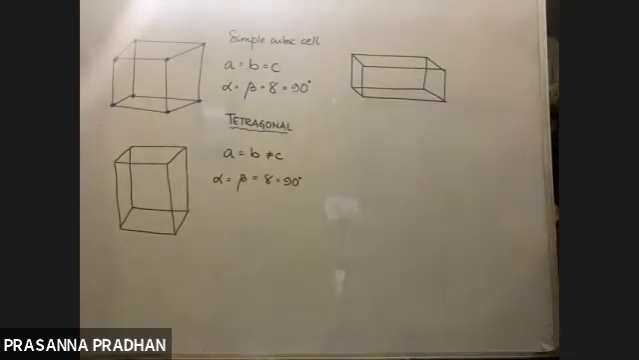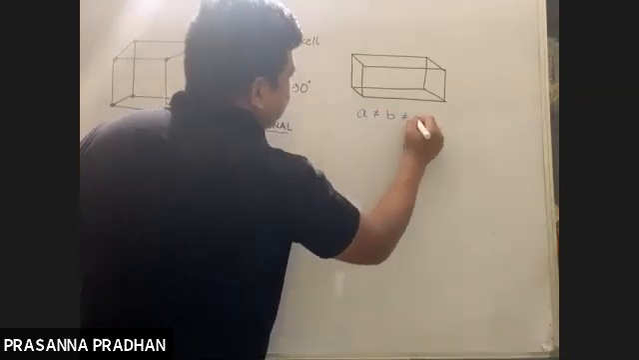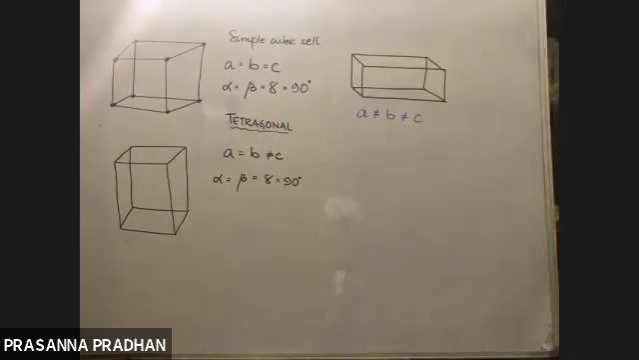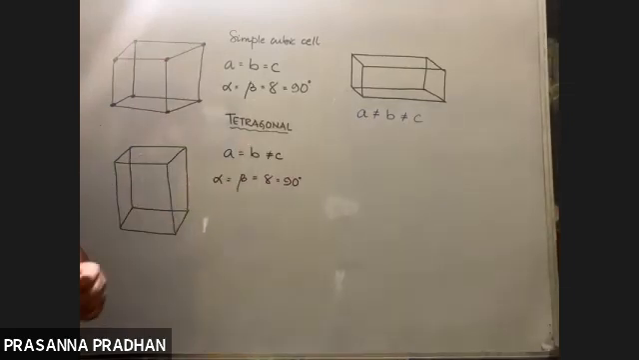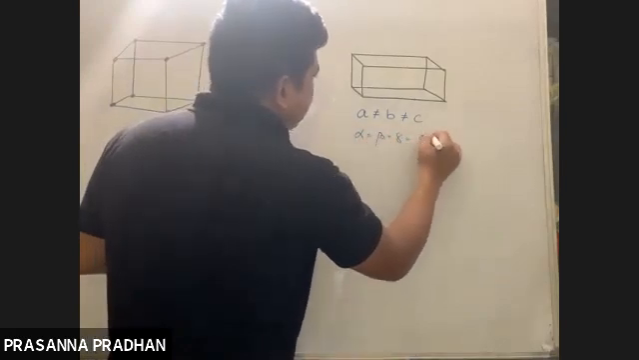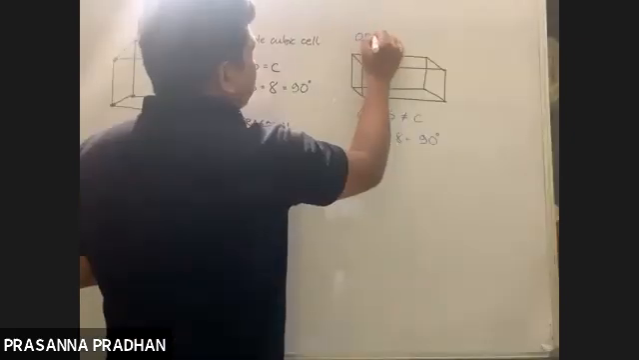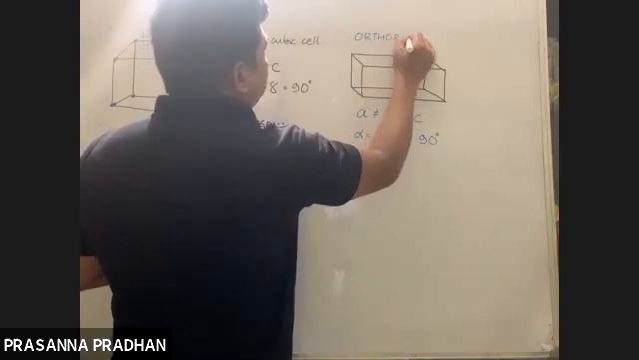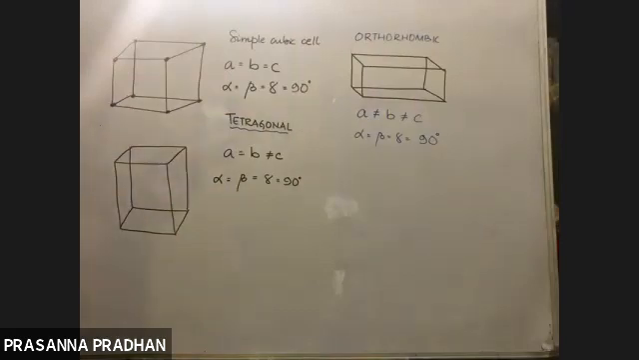All are connected to the same lattice point. So here A is not equal to B, which is not equal to C. Neither of the sides are equal in a matchbox. All are unequal. But again, alpha equals beta equals gamma, equal to 90 degrees. So this is known as your orthorhombic system.